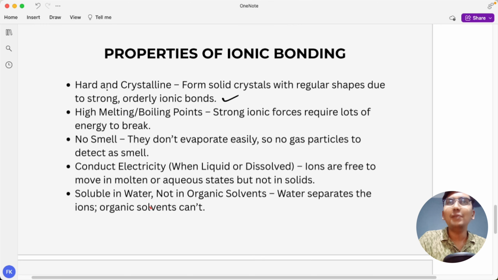They have a high melting and boiling point because of a strong electrostatic force, so they require a lot of energy to break down. They do not have smell.